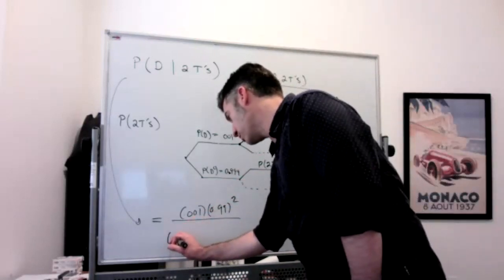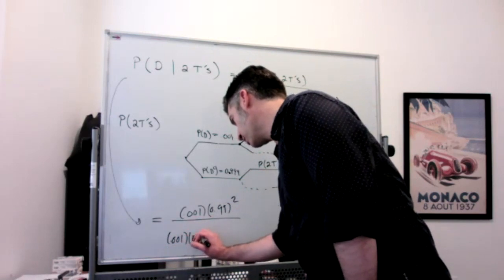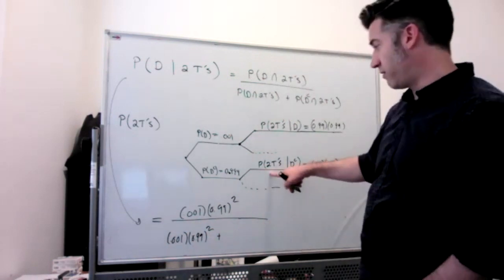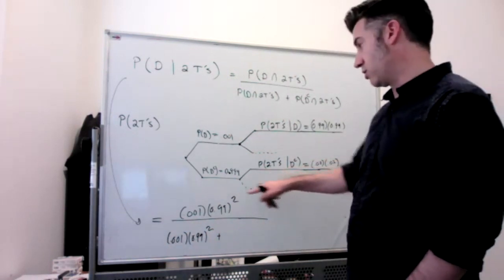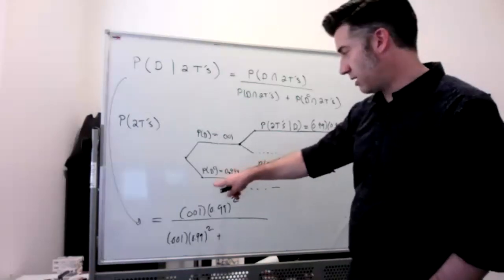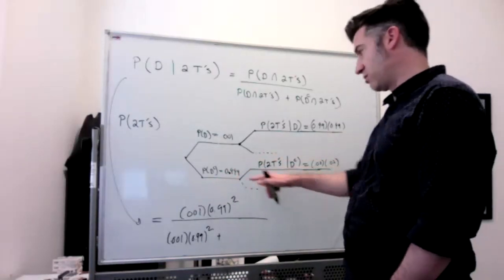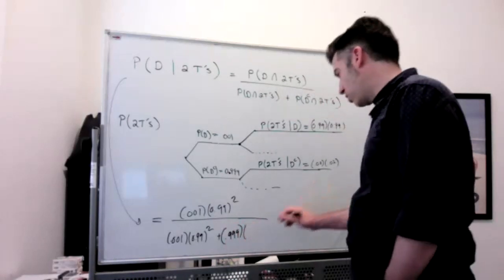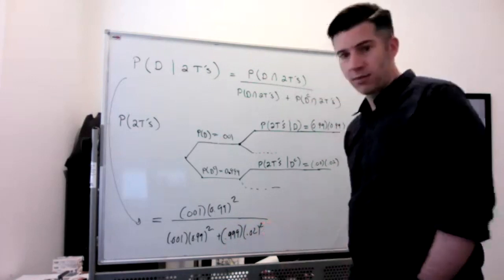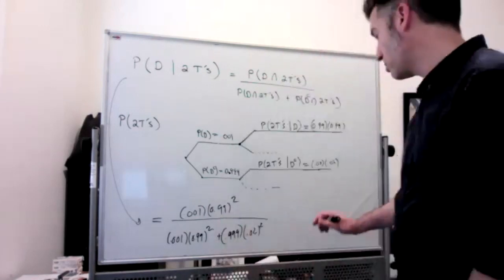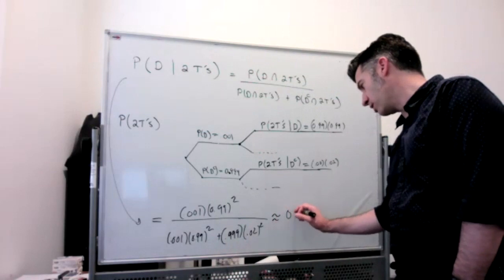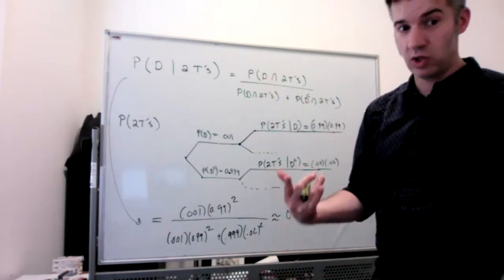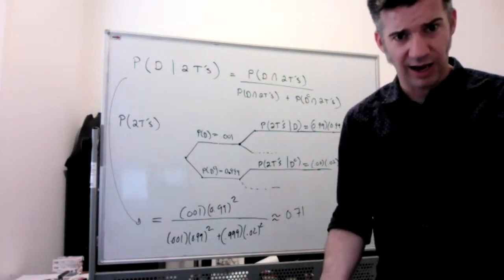So you've got 0.001 times 0.99 squared plus the probability of having 2 positive tests and not having the disease, which is going to be the probability of not having the disease times the probability of 2 positive tests given no disease, which is going to be 0.999, which is practically 1, times 0.02 squared. And when you calculate this, you get about 0.71.